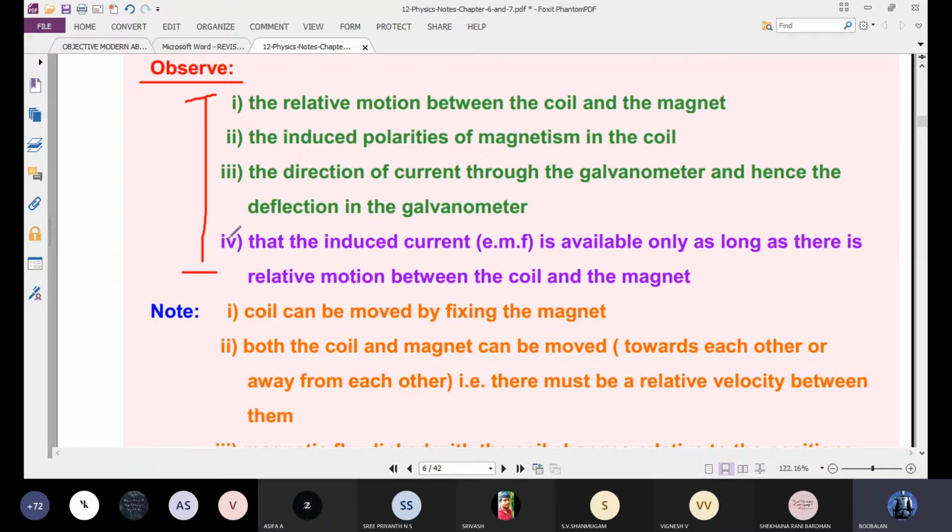Induced EMF with the stationary coil and a moving magnet. Induced EMF with the stationary magnet and a moving coil. Induced EMF by varying the current in the neighboring coil. Based on these observations and key points, we will get the law of electromagnetic induction.